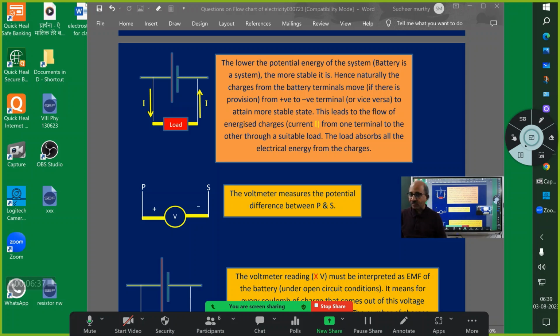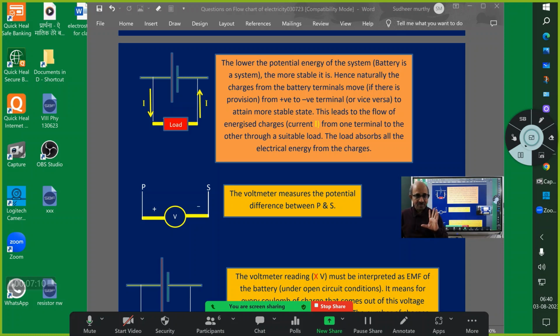So when the energized charges flow, it is nothing but electric current I, from one terminal to the other terminal through a suitable load. The load absorbs all the electrical energy from the charges. What did I say? All the electrical energy. Understand? So the charges that leave the battery terminal have some energy. The charges that enter the battery terminal have zero electrical energy.